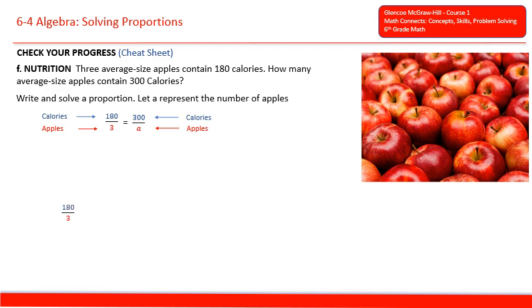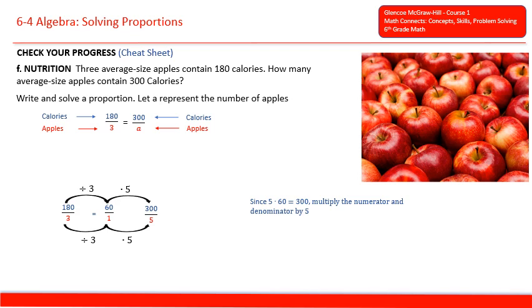If we do 180 divided by 3, we get 60 over 1. And then if we say, okay, what times 60 equals 300? We could do 60 times 5 equals 300, so 1 times 5 equals 5. So 5 apples contain 300 calories.